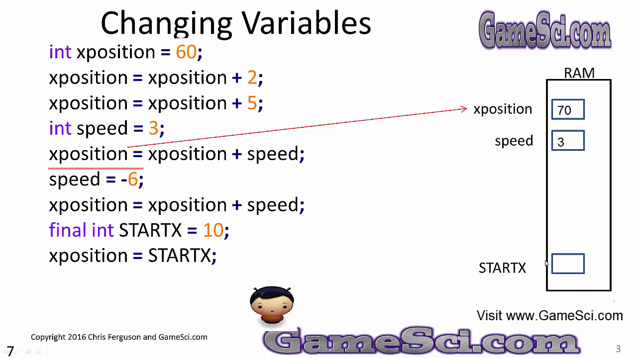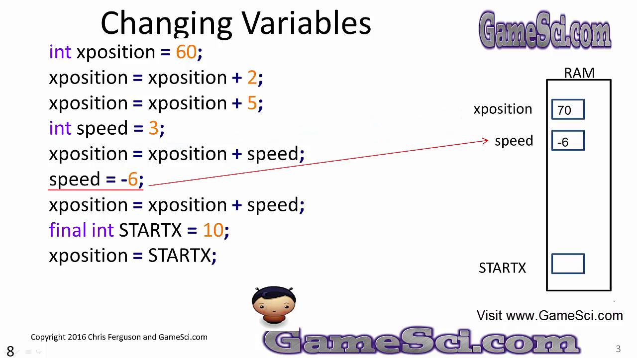Now watch what I'm going to do. I'm going to change the variable of speed to -6. This is a negative number. When I want to move the character to the right, I want to add to the X position variable. But if I move the character to the left, I want to subtract from the X position variable. So what I'm going to do here is set the speed to -6.